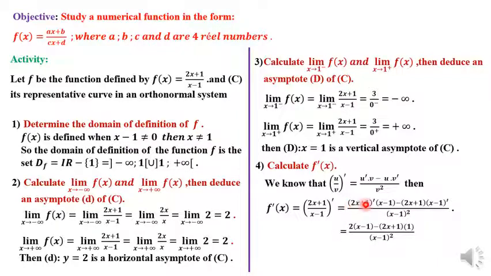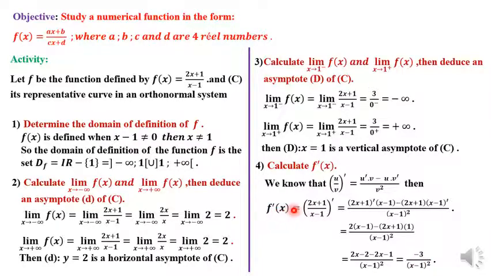Okay, u prime equals 2. This is x minus 1, v, minus u v prime. The derivative of x minus 1 is 1. We develop and reduce. We obtain the answer minus 3 over x minus 1 square.